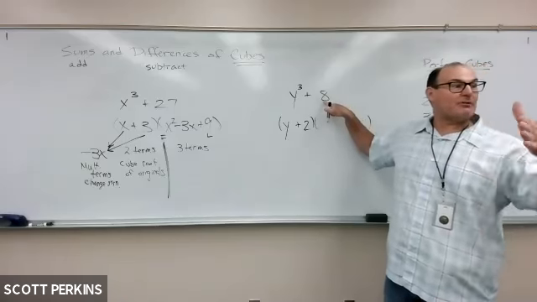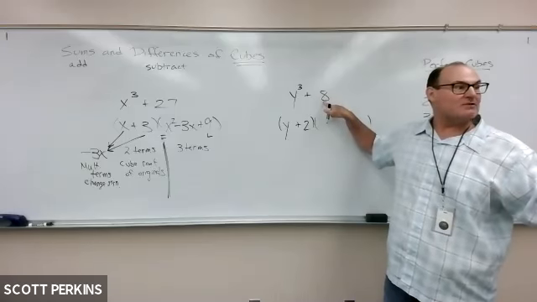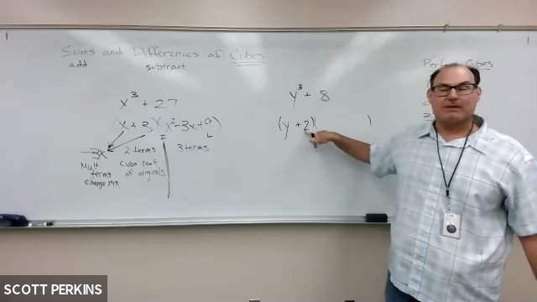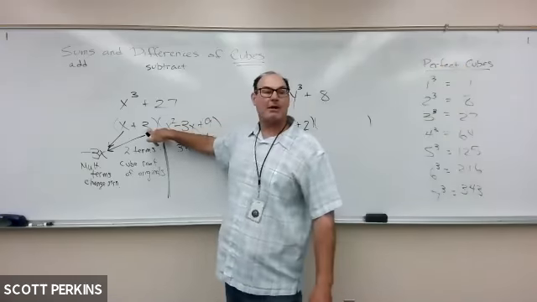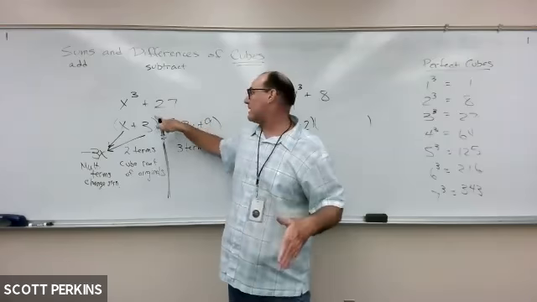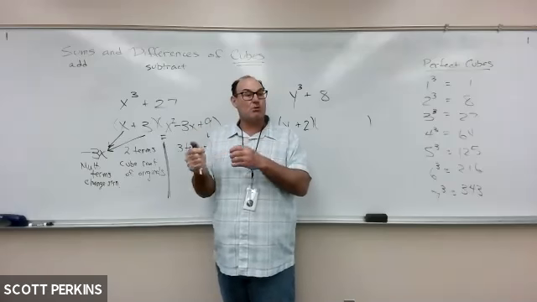what number times itself three times gives me eight. Okay, so two times two times two gives me eight. So that's why I put a two right there. Okay, great question. I'm glad you asked it. That's why over here, I put a three right here because three times three times three gave me 27. That three, that's three times three times three, that's called the cube root.